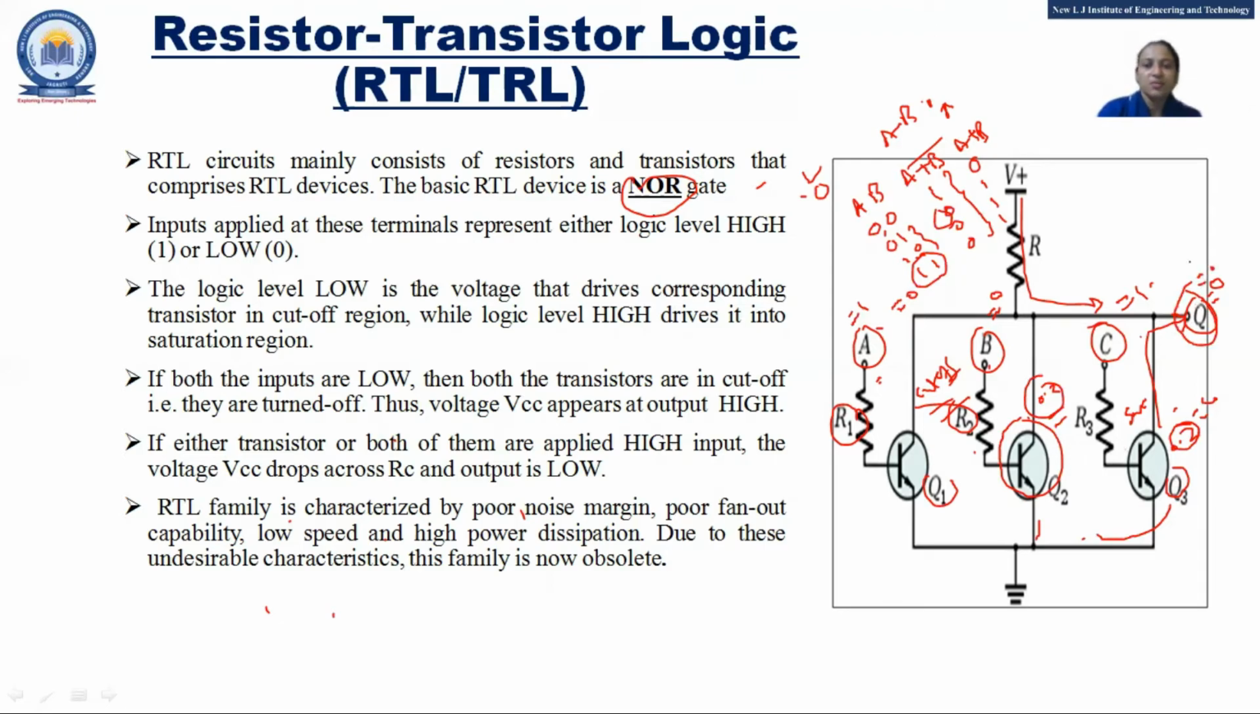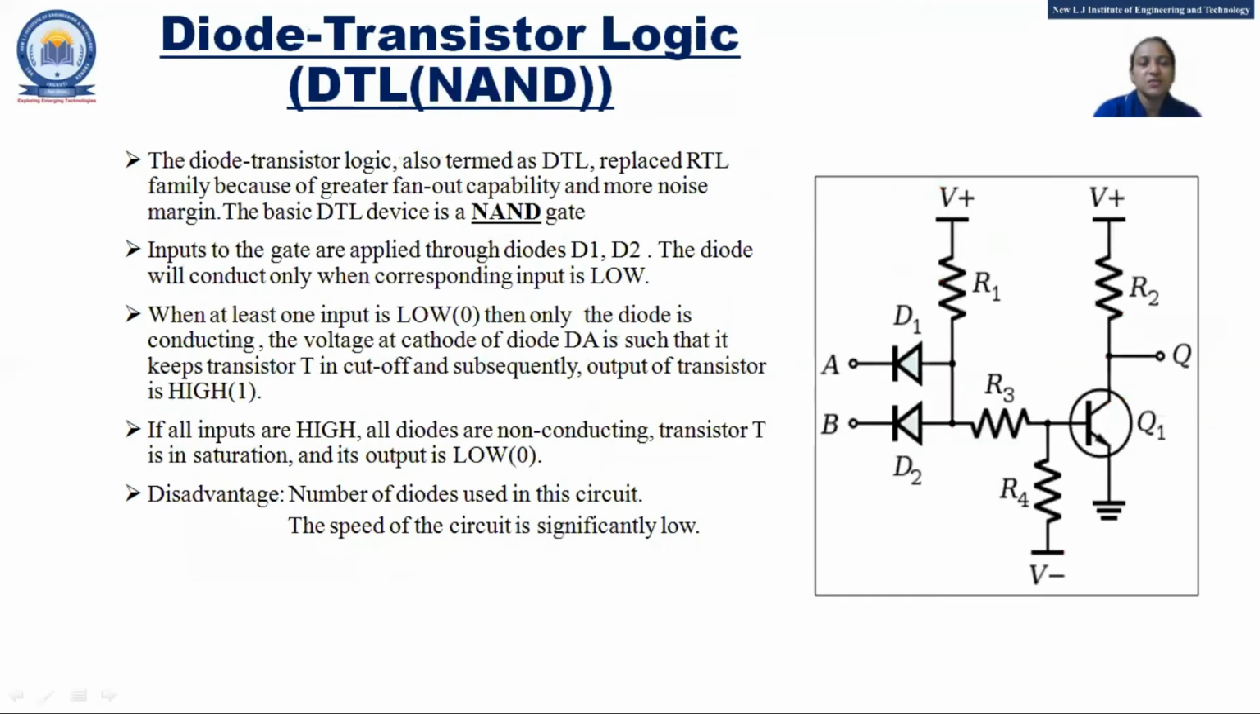So here we can see the characteristics of this RTL. It has a poor noise margin, poor fan out facility, and high power dissipation. That means higher power consumption will be there. So due to these features, it is now obsolete. Now the next is diode transistor logic. It has greater fan out capability and more noise margin. The main device for this DTL is a NAND gate.